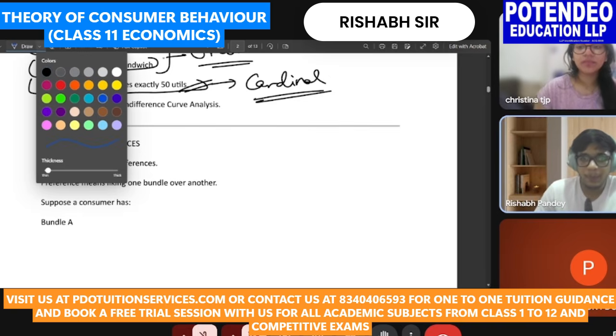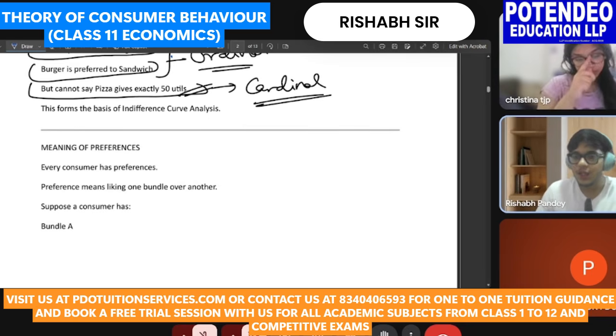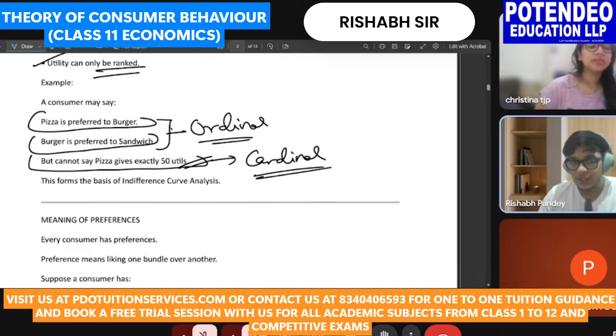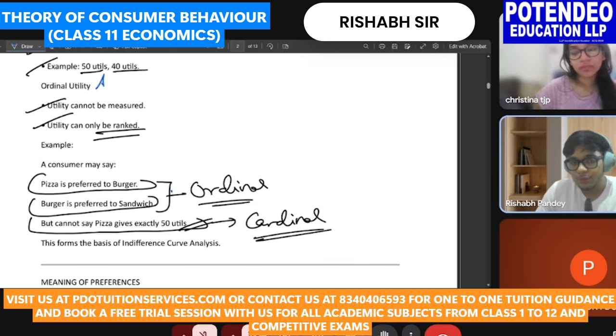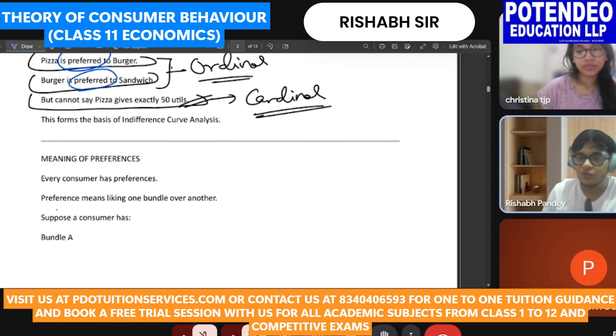I already said this line, okay? Now, meaning of preferences. We already know what preferences are: what I like, what I don't like. Also, remember one thing. In the ordinal utility approach, preference plays a very important role. How, sir? You see this: pizza is preferred over burger. Burger is preferred to sandwich. You see this line? Preferences.